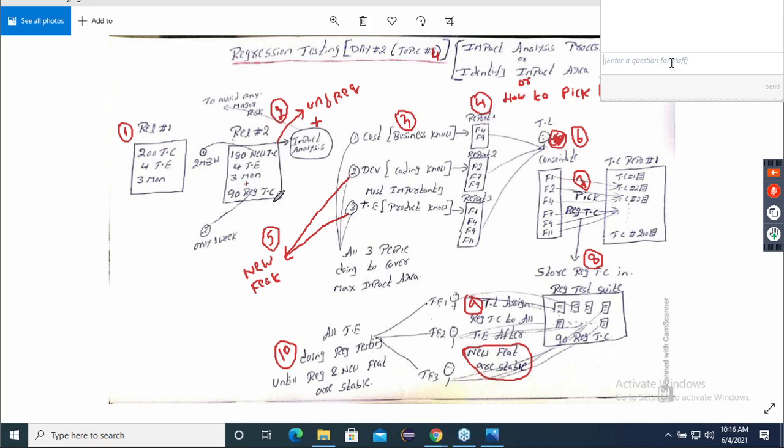When test engineers and developers are busy working on the new features, simultaneously the test lead will pick the regression test cases.